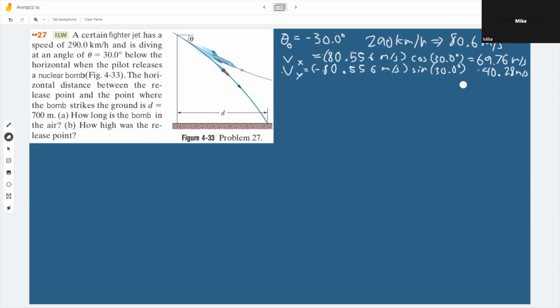So, in vector notation, ano yung initial velocity? Therefore, V0 is equal to 60. So Okay. then, delta X.